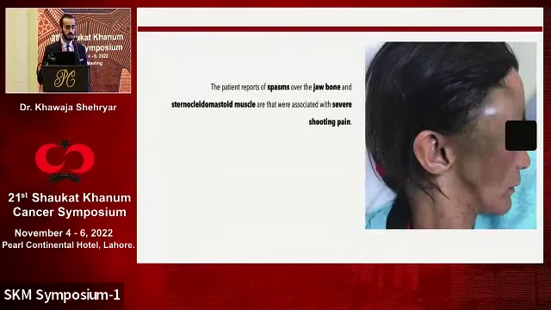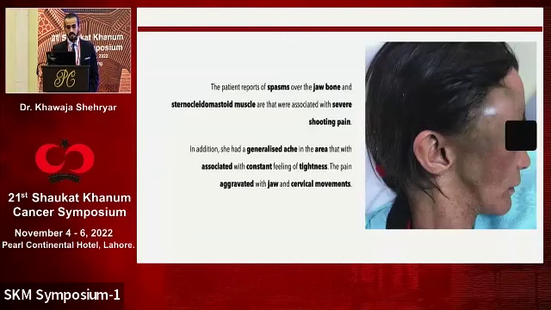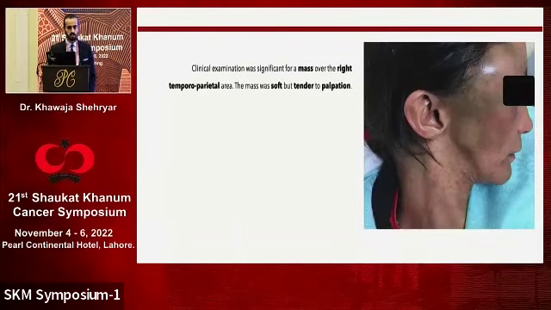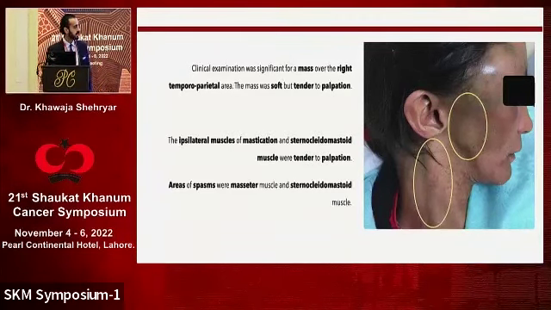Patient was reporting spasms in the jawbone as well as the sternocleidomastoid muscle, and it was associated with severe shooting pain. In addition, she had this generalized ache in the area, which was associated with more tightness in this region. On examination, as you all saw, there was a mass present on the right temporoparietal area. It was soft but tender to palpation. But then these two areas, I think you can actually see this on the picture as well, are slightly raised. That is where the patient was actually getting those spasms. These muscles will get really tight and the patient will have a lot of pain in this area.